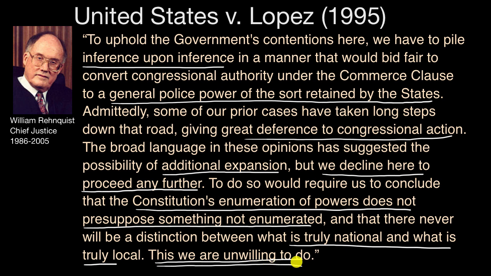So he's saying, if we took the government's side on this, there's no end. There really isn't anything that the federal government can't do, and then there won't be a distinction between what is truly national and what is truly local. I'll let you decide, but it's a fascinating case. It's really important in this discussion on power between states and the federal government, because this decision drew a line and said, we can't let the federal government have an unlimited number of powers based on just being able to tie inference upon inference to something like the Commerce Clause.